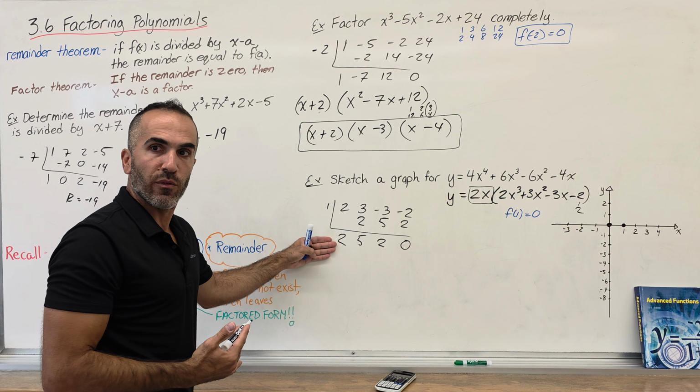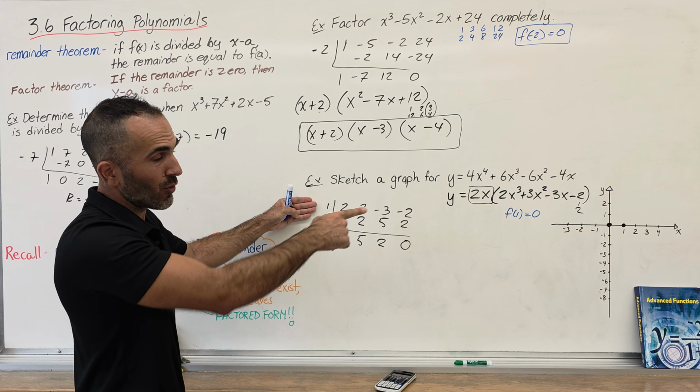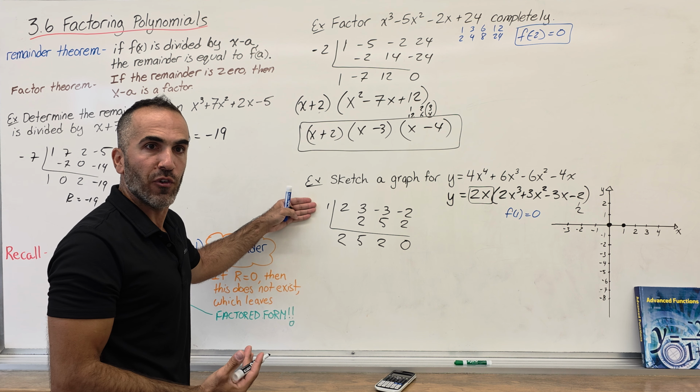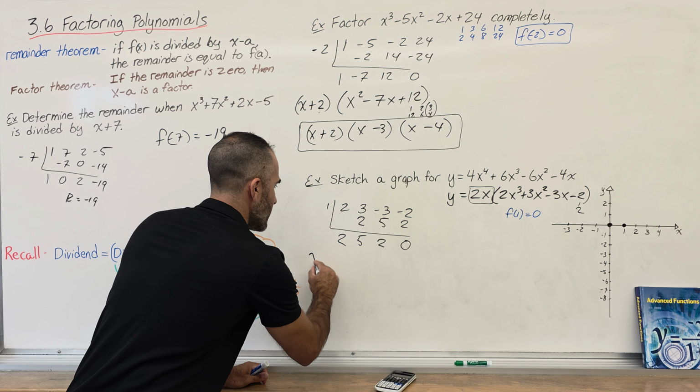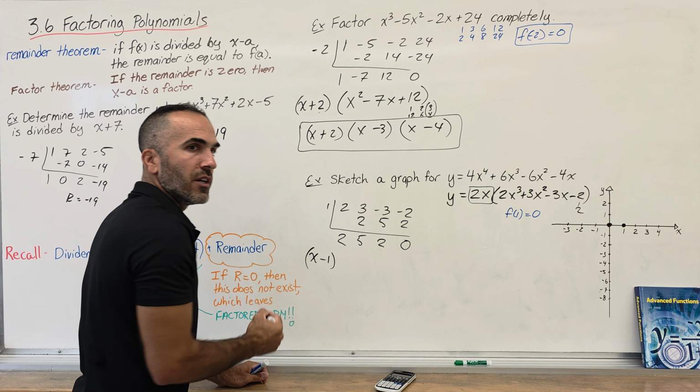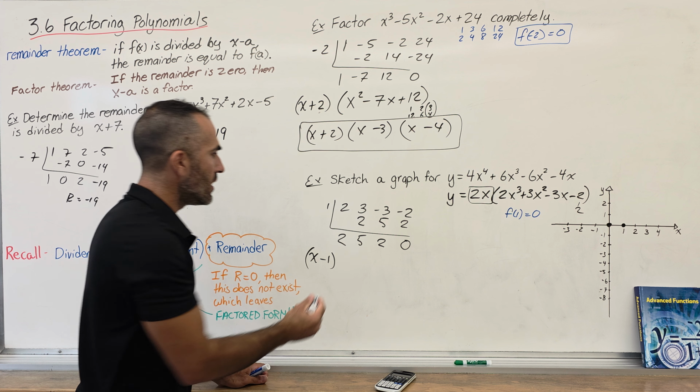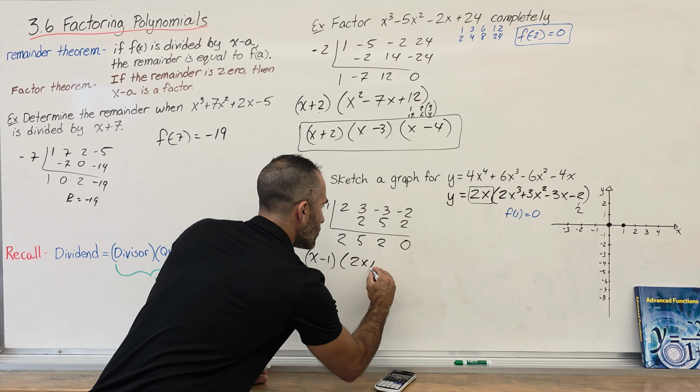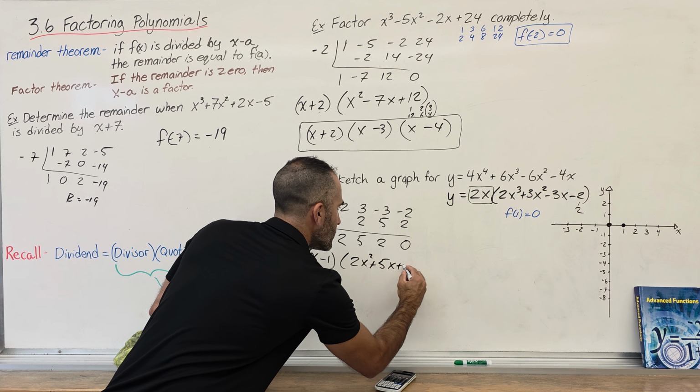Sometimes we just continue with this and we forget that the 1 is still there. That's why I graphed it early, because it's common that you forget. So this has to come down. This is an x minus 1. If the factor's a 1, it's got to be x minus 1. And this is 2x squared plus 5x plus 2.